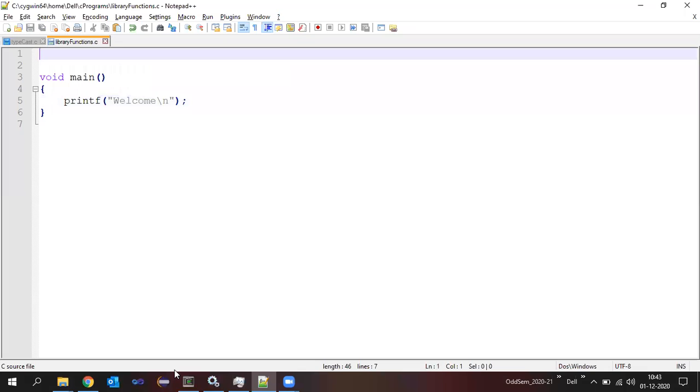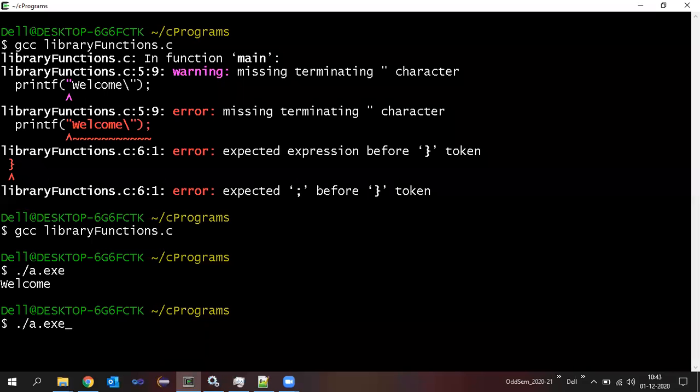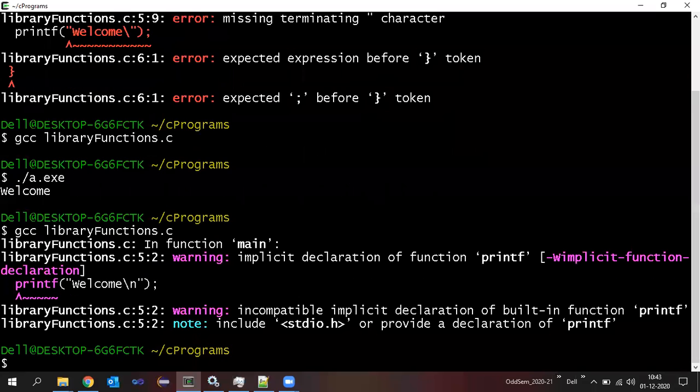I have not written the hash include statement. Okay, stdio.h I have not included. Now I'm compiling the program. Okay, now do you see these errors? Basically, these are not errors. What we are getting are warnings, right?